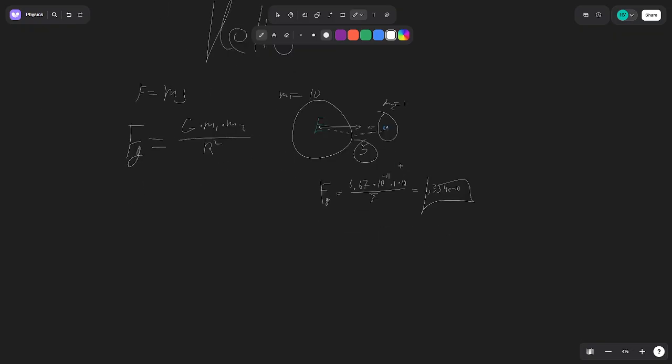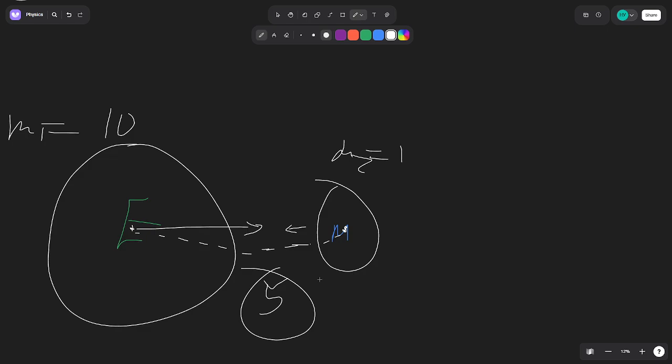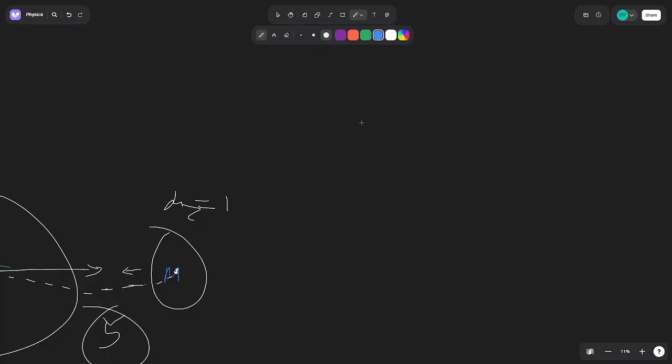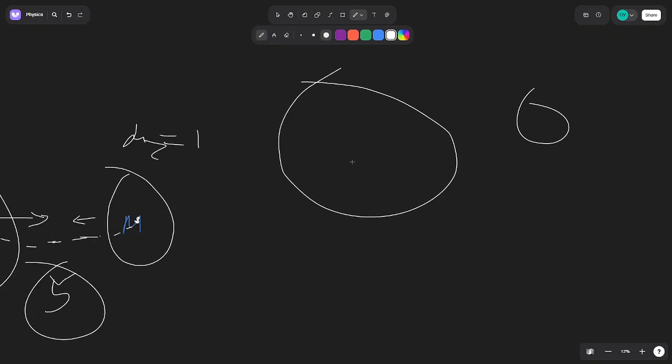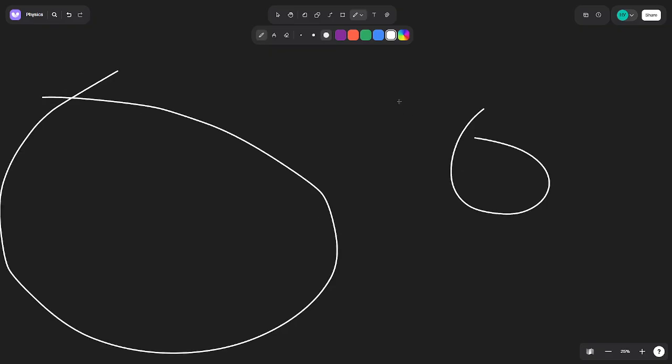And with this force, they attract each other. Basically, the moon goes to the Earth's side, right? So in that case, this is the Earth again, and this is the moon. The moon is orbiting around the Earth, but with some force it goes towards us, because objects attract each other.